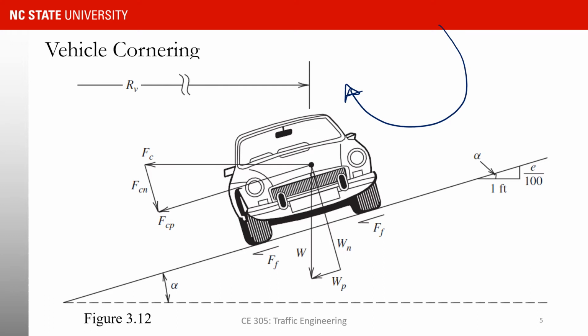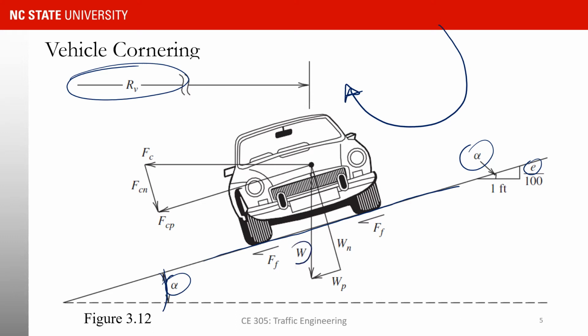So here you see R sub V. This is the radius of the curve. We also know that the roadway has a slope. That slope is shown by E, okay, and the angle is alpha, and that angle also is shown here. This is also alpha, right?